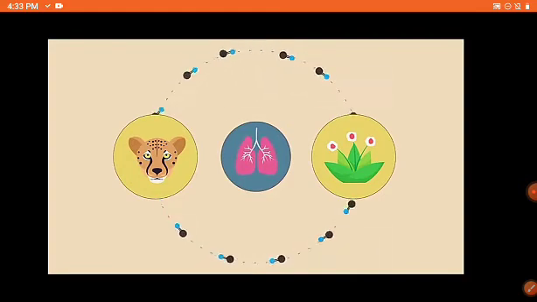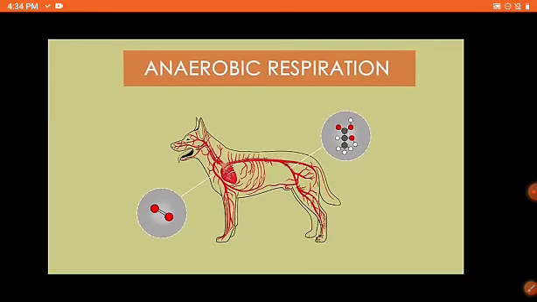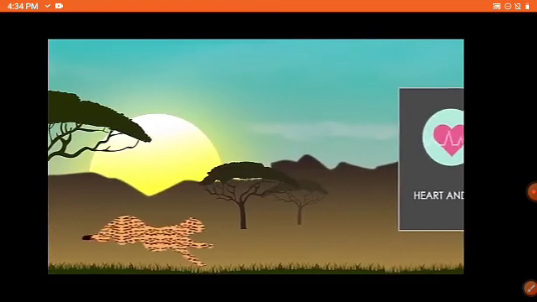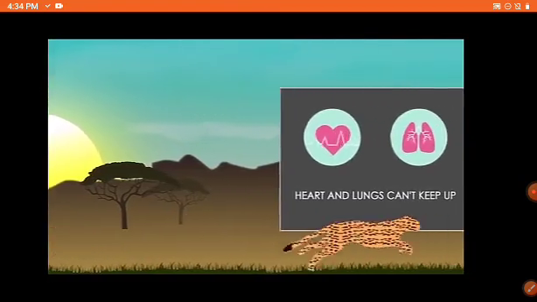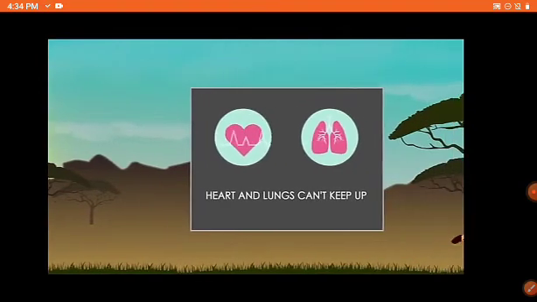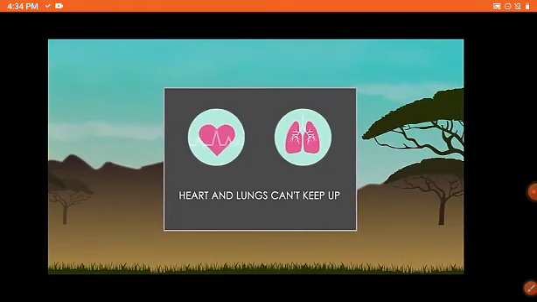Luckily, there is a backup plan: anaerobic respiration. In the word anaerobic, an means without, aero means air and bios means life. Let us understand anaerobic respiration. Let us use a cheetah as an example. When a cheetah runs to catch its prey, it cannot take in enough air and circulate enough blood around the body for performing aerobic respiration. The heart and lungs can't keep up. So anaerobic respiration is carried out instead.